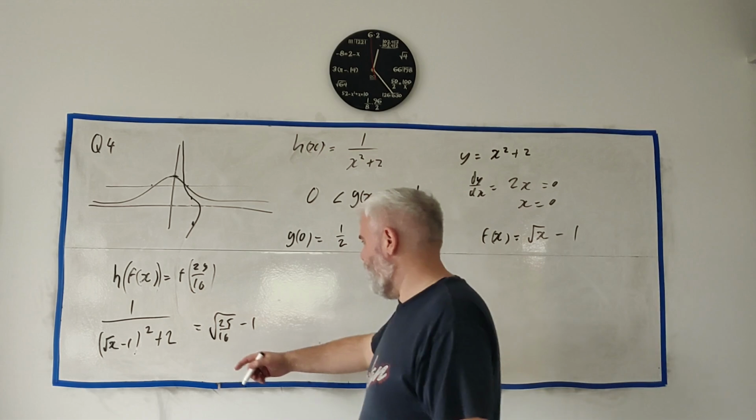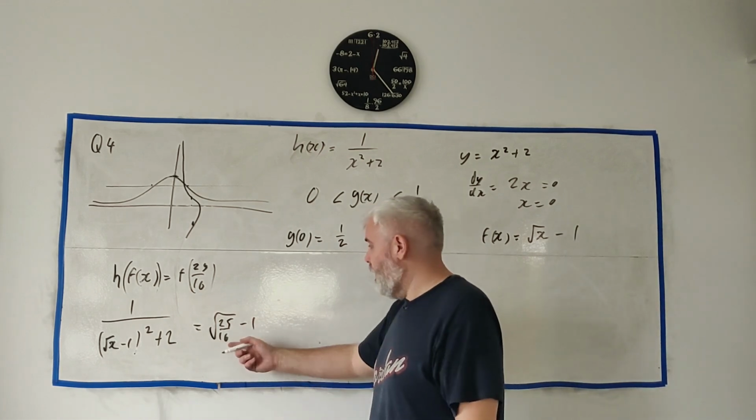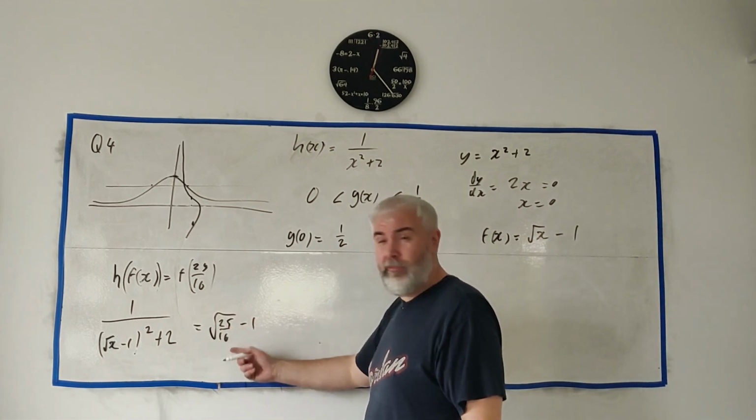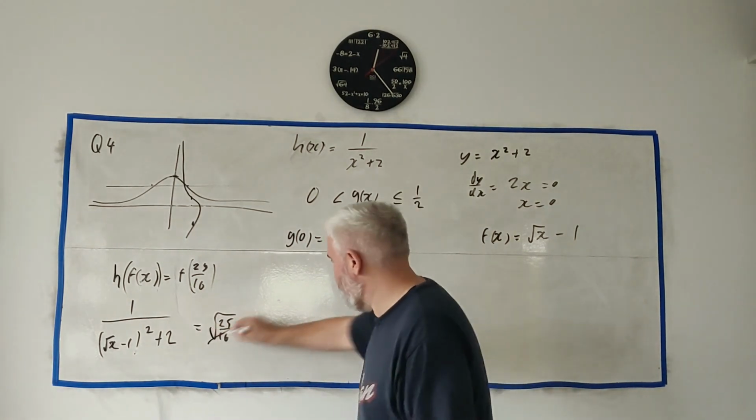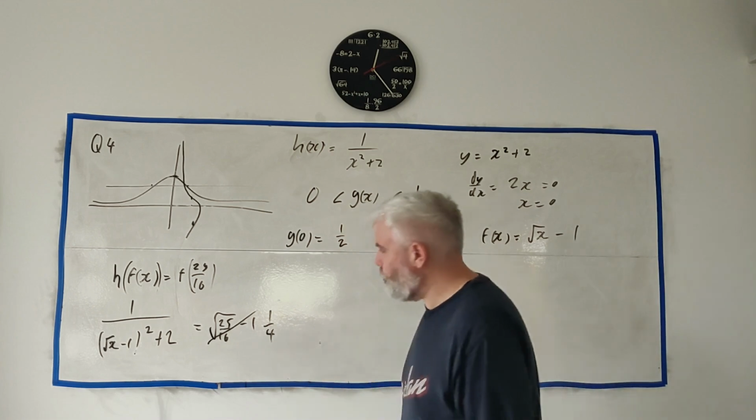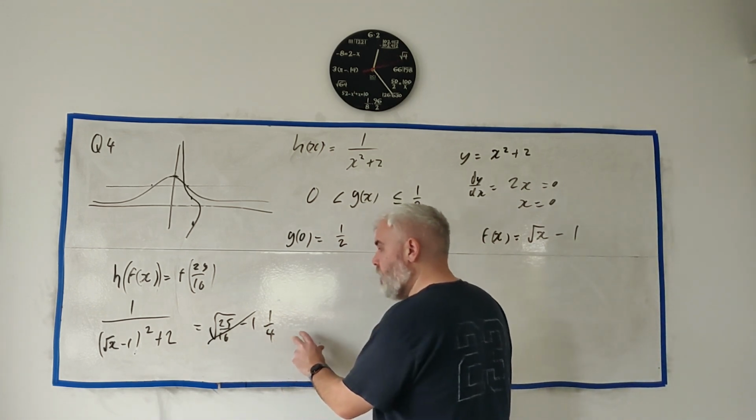This side's nice and easy. The square root of 25 is 5. The square root of 16 is 4. That's 5 over 4 minus 1. That's 1 over 4. That's quite easy. Let's just do that now. 1 over 4. Let's change sides.